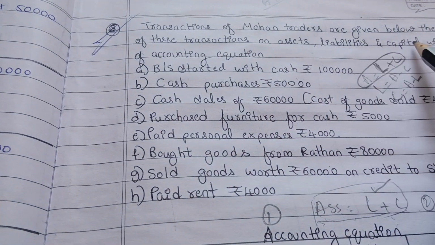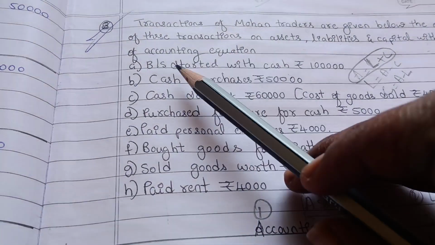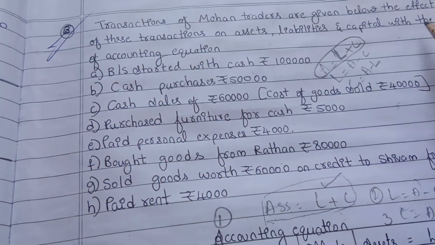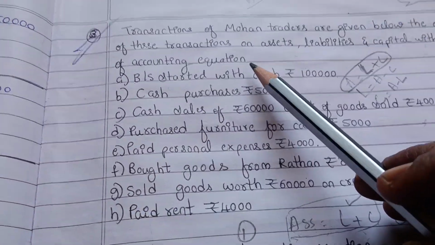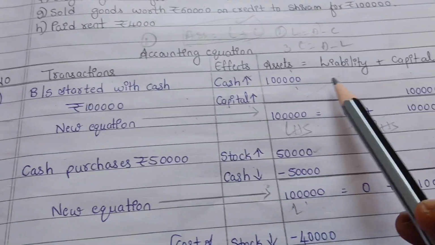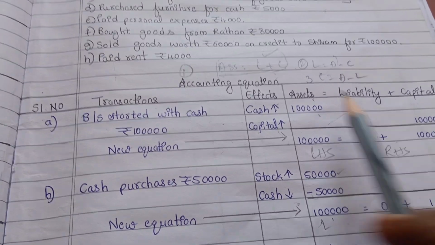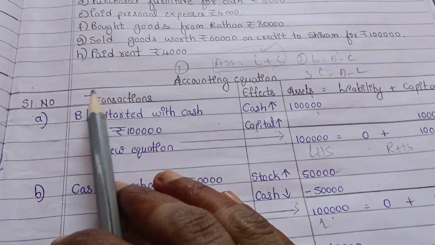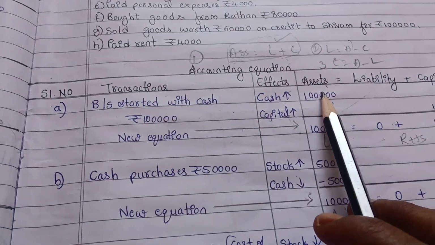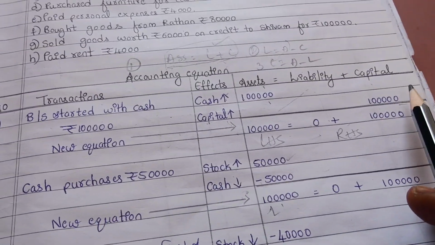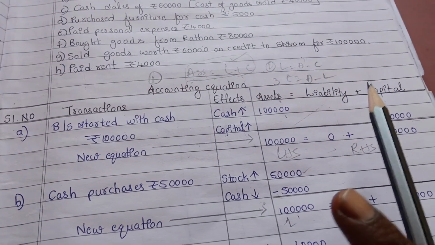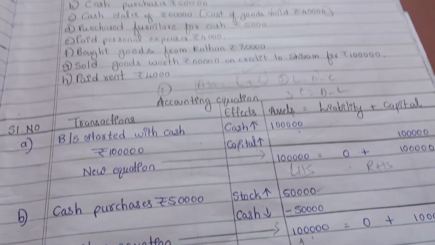Transactions of Mohan traders are given below. Find out the effects of these transactions on assets, liabilities and capital with the help of accounting equation. So let's choose this accounting equation, that is assets is equal to liabilities plus capital. Draw the columns like this so that it will be very convenient for you: serial number, transaction, effects, assets is equal to liabilities plus capital. Here you should be capable of identifying which is asset, which is liability and which is capital.